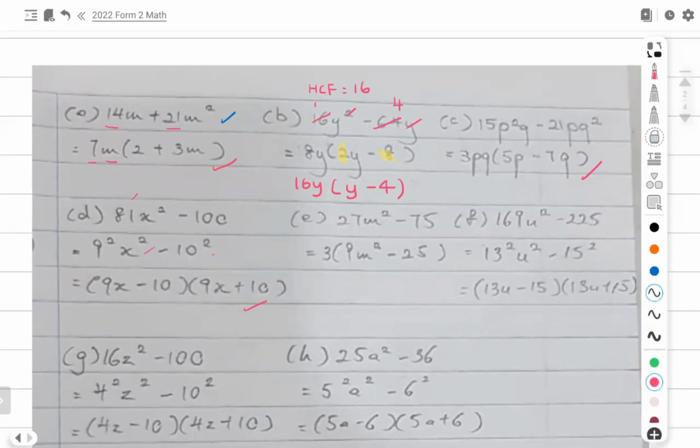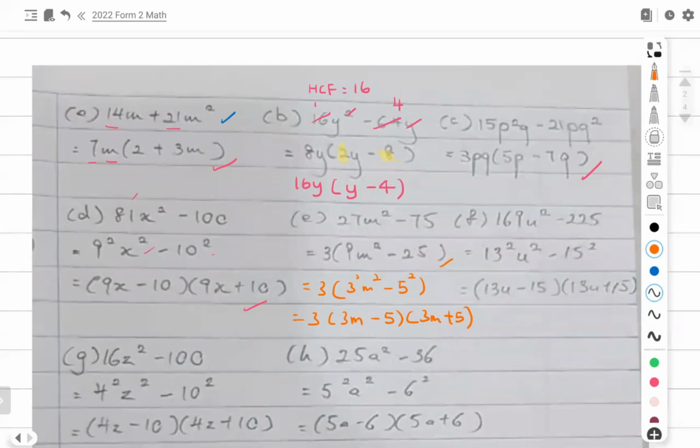Meaning we still can factorize over there. So here we have to turn it to 3 square m square minus 5 square. Factorize again. 3m minus 5, 3m plus 5. Then only complete. If you do until here, the answer is correct, just that incomplete only. Let's say you have 2 marks and you get 1 only. Get the idea?